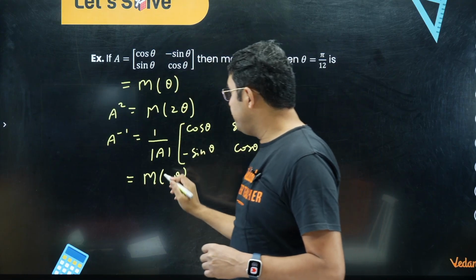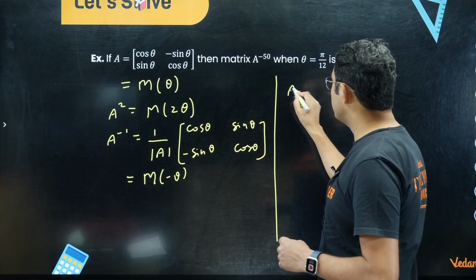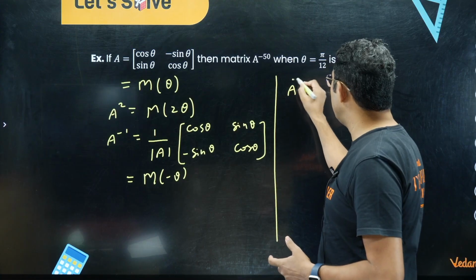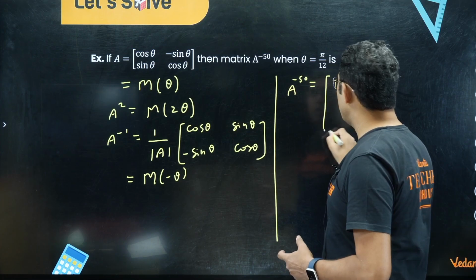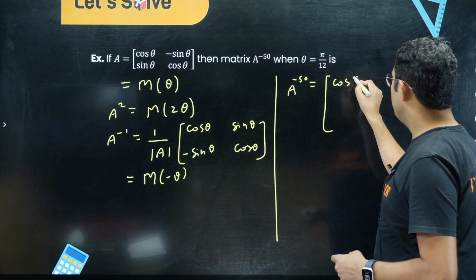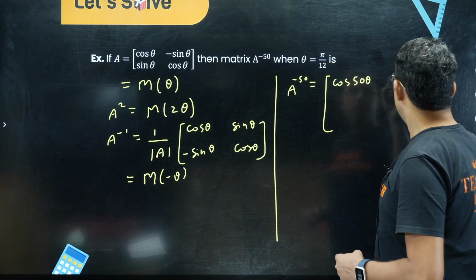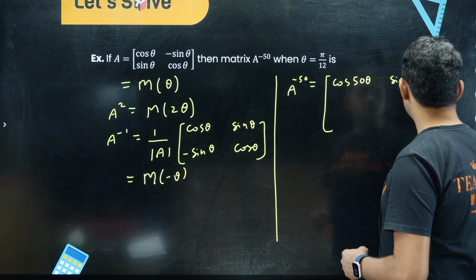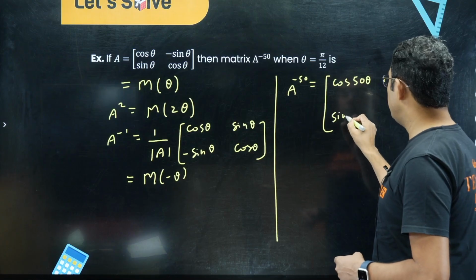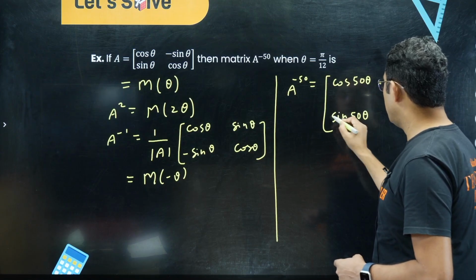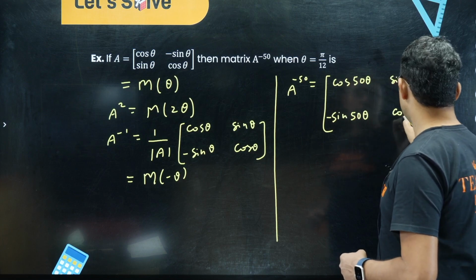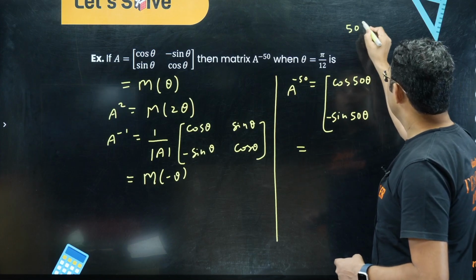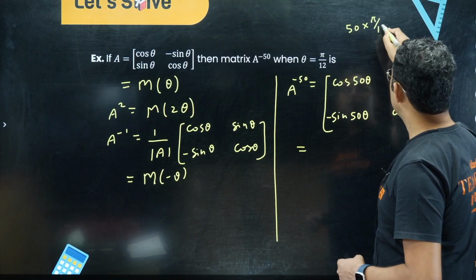So dear students, if we continue this way, we will find this is actually true for every n, be it a negative integer or positive integer. So A power minus 50 will be actually equal to cos of minus 50 theta, which I can write as cos 50 theta, and then sine of minus 50 theta, and the minus sign outside also. So sine 50 theta with minus sign outside, and cos 50 theta here.